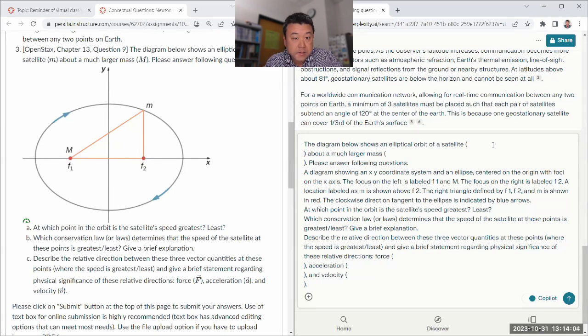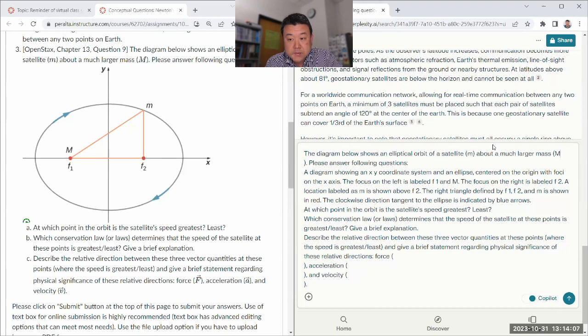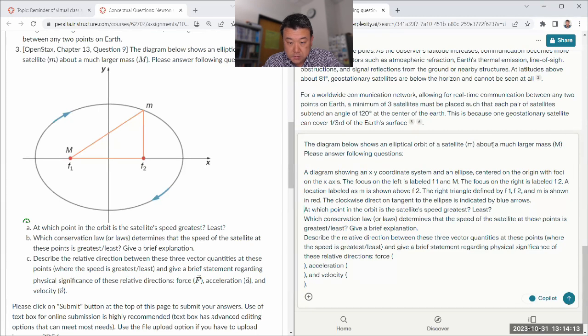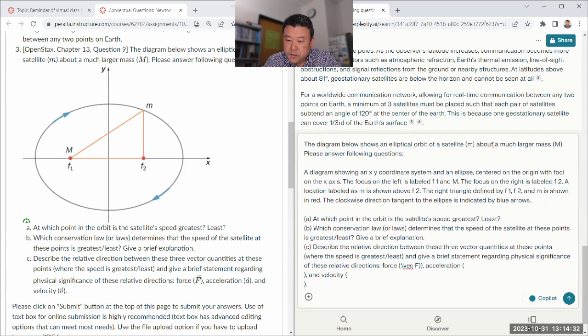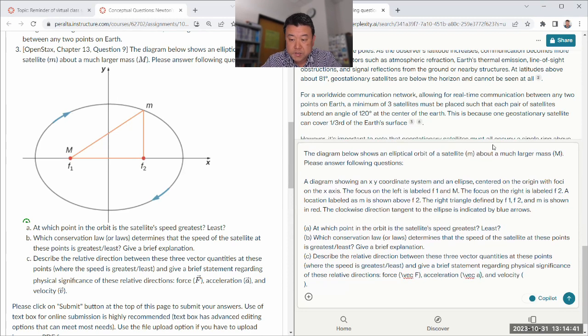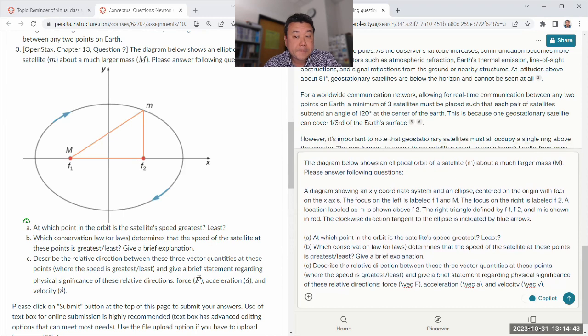Okay, orbit of a satellite, little m, about a large mass, capital M. Please answer the following questions. And this is the description of the diagram. At which point? And then describe force F, let me say back F. I think I'll use LaTeX notation so that it has better sense. Back A. I could use curly brackets, but with a single letter, I don't have to. Back B. Okay, let's see how it answers.